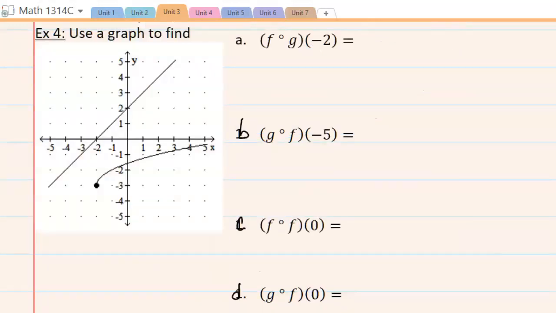For example number 4, we will use the given graph instead of table values to do the composition of functions. In our graph, let's first decide which graph is the f function and which is the g function. Let's let the line be the f function and the square root function be the g function.